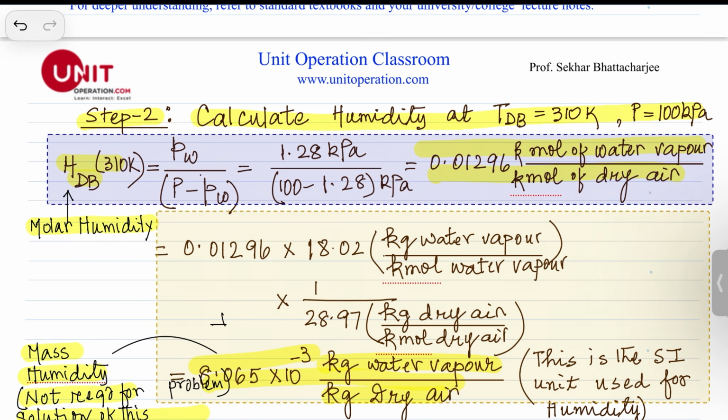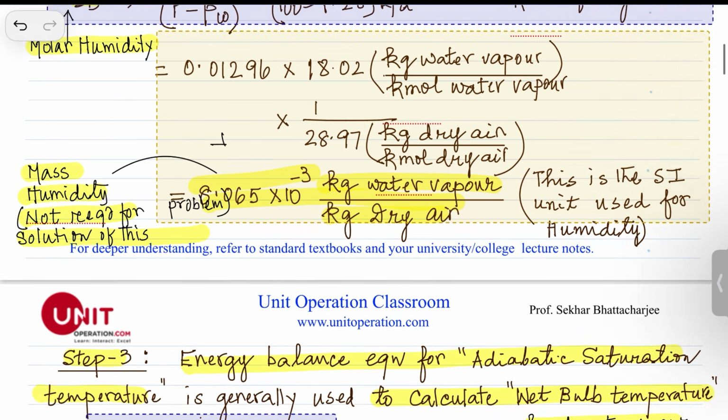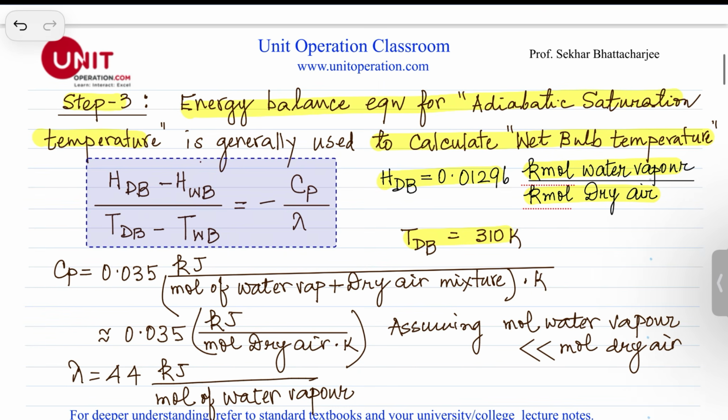Okay. So this is the molar humidity. So what will be the next step? In the next step, we use the energy balance equation for adiabatic saturation temperature. We use that to calculate the wet bulb temperature.